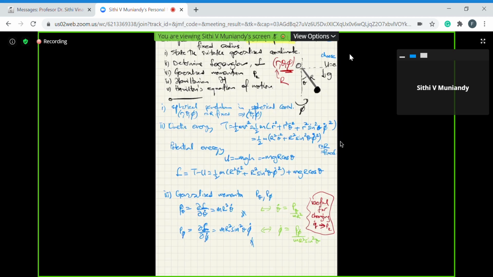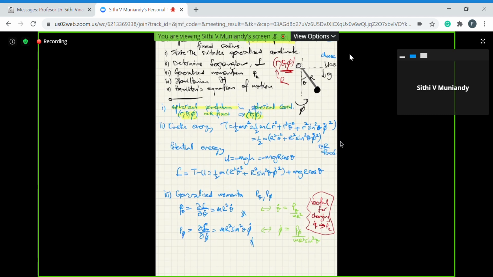Now the question asks, what is the suitable coordinate system? The suitable coordinate system, as the question goes, is spherical coordinates. That's the original, but because r is fixed, it is reduced to just two variables, from three variables to two. It simplifies the problem.